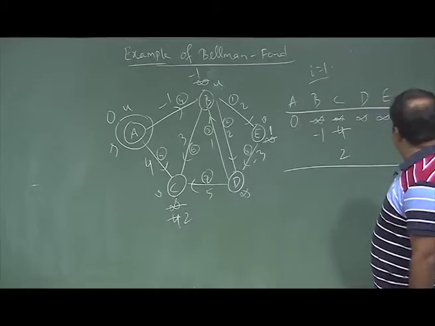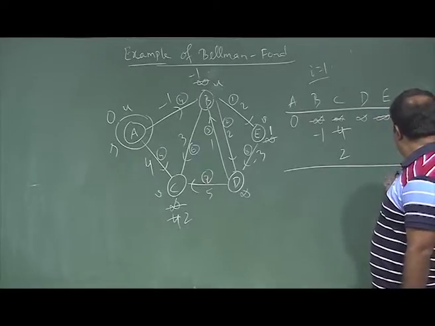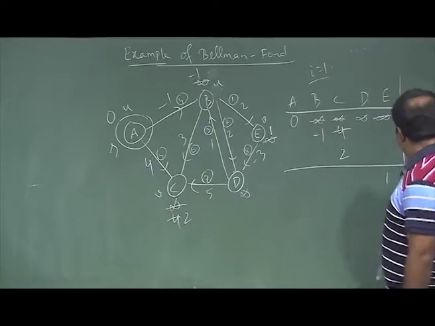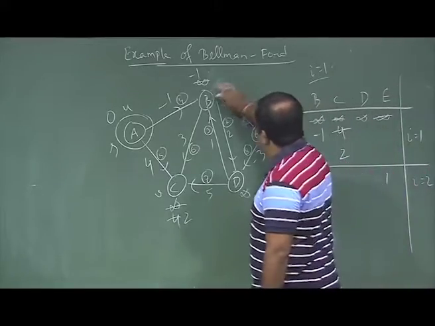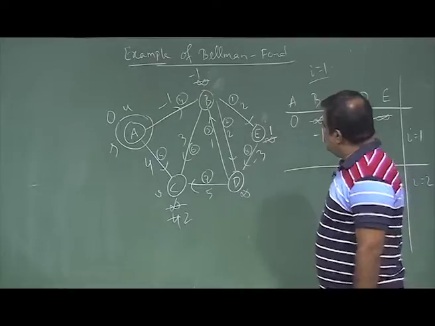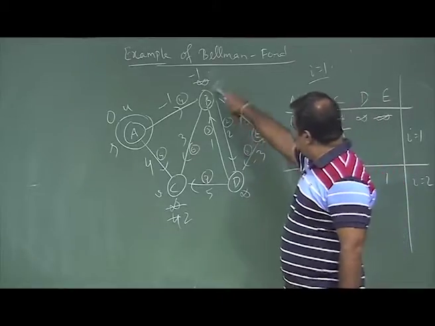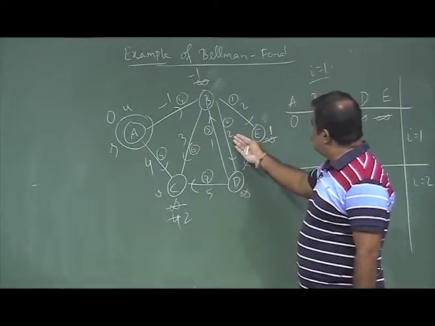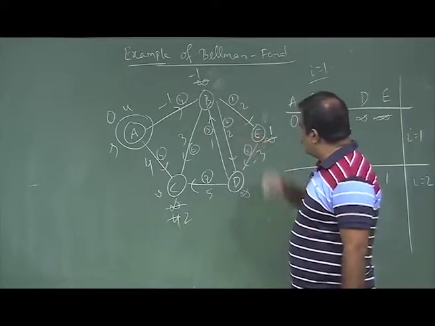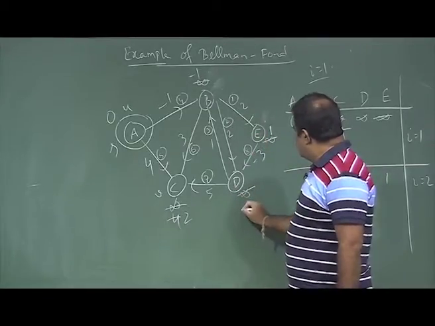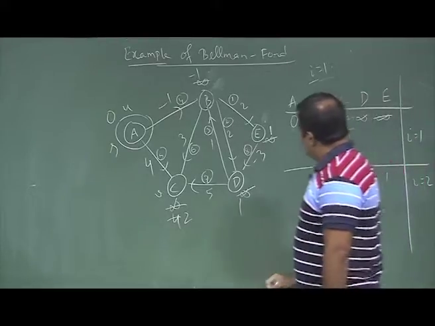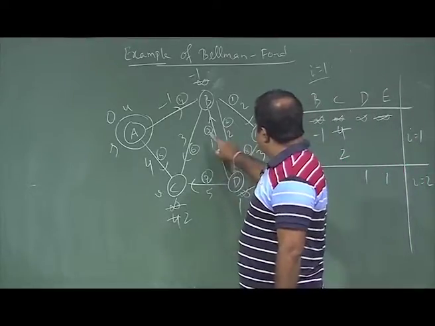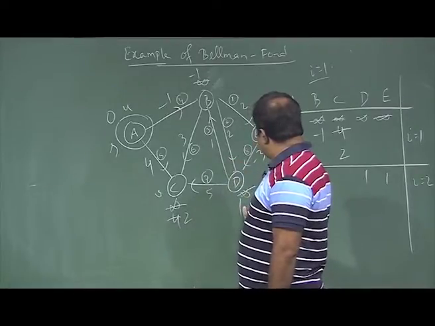So basically E has now become 1. Edge number 2 is this one, this is u, this is v, again this is minus 1, this is plus 2, so this will again become 1. So D will become 1. Okay, so this is edge number 2. Edge number 3 is this one. So now this is 1.